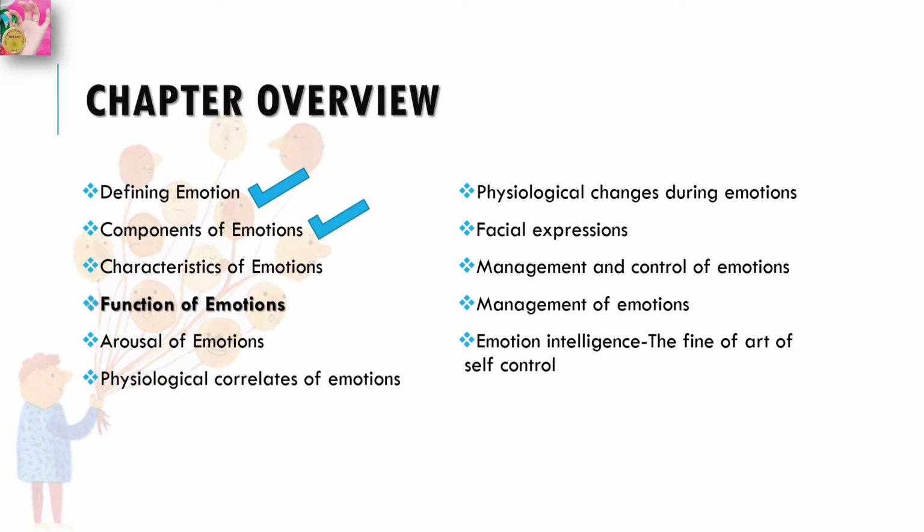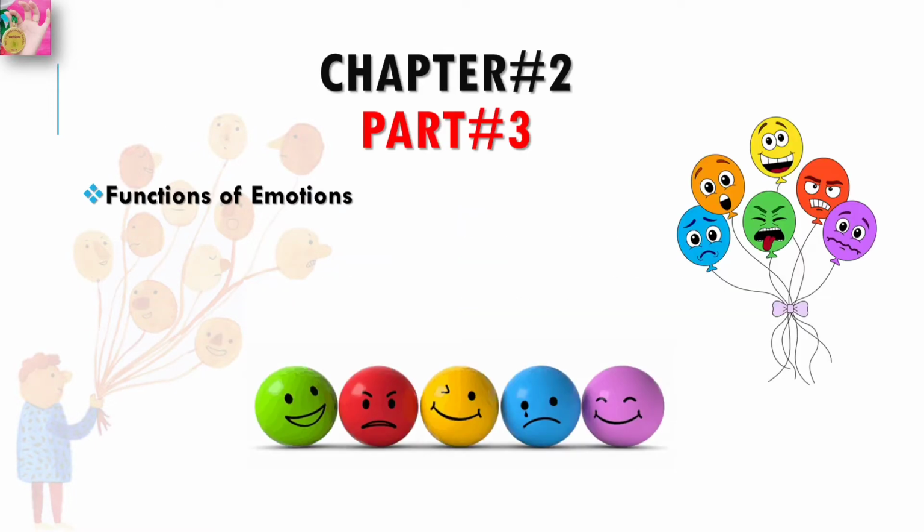Then we started with part 2, in which we learned about the characteristics of emotion and discussed the different characteristics of emotions in great detail. Now in this video we will start our discussion and learn about the functions of emotions. What are the different functions of emotions, and we will learn each function one by one. So this will be part 3 of chapter 2, and part 3 is all about the functions of emotion.